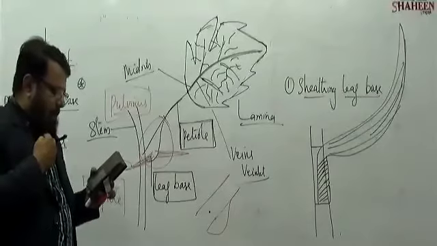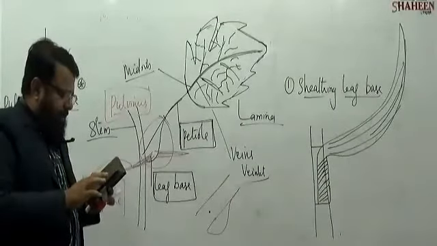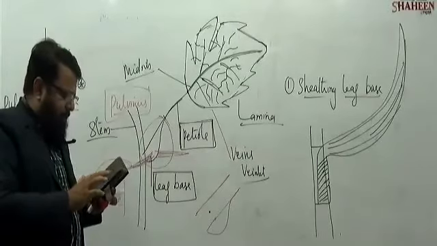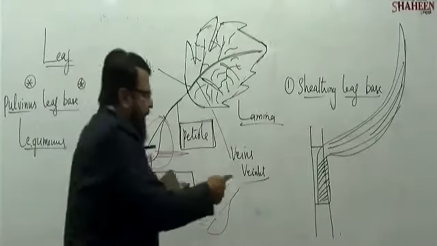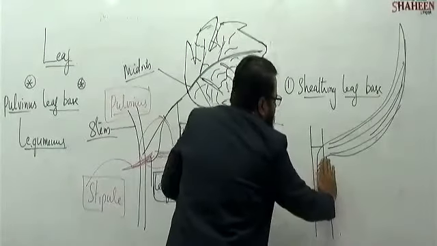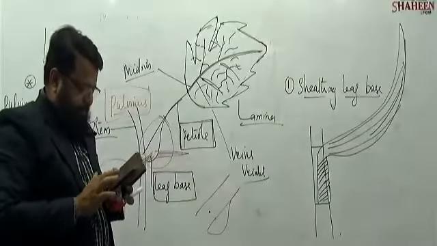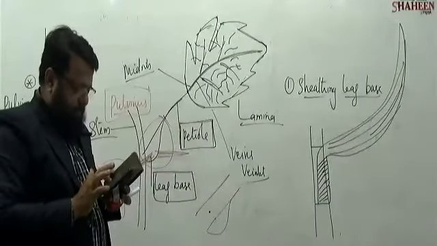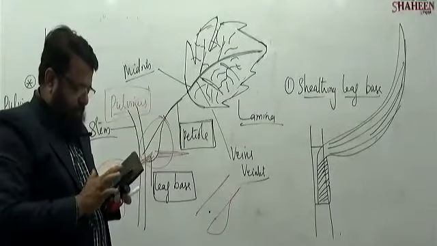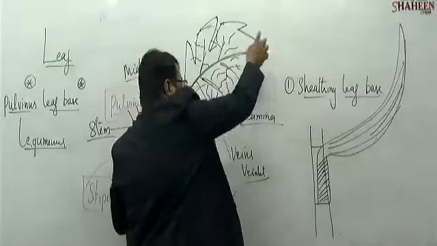Lamina is also called leaf blade. Sheathing leaf base covers the stem. Here I have shown the covering. This is a stem. Half of the stem is covered by this sheathing leaf base. What is the apex? Apex is the tip.